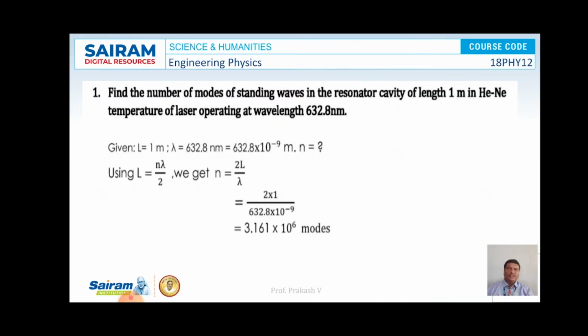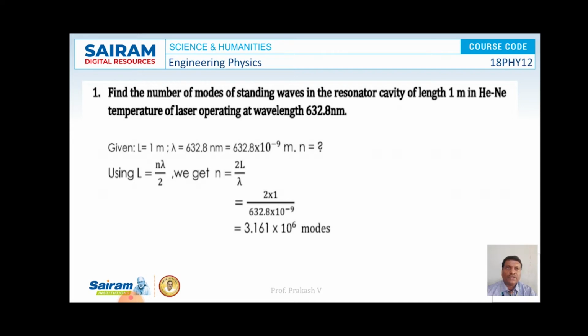First problem: find the number of modes of standing waves in the resonator cavity of length 1 meter of a helium neon laser operating at wavelength 632.8 nanometer. So here given values are L equal to 1 meter, lambda equal to 632.8 nanometer, and what is the value of n, that is the number of modes of standing waves.